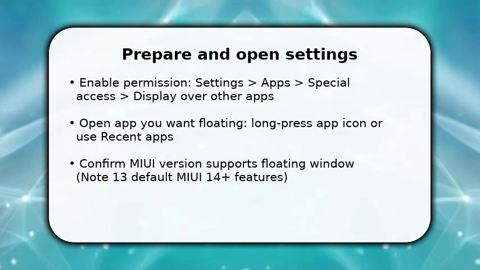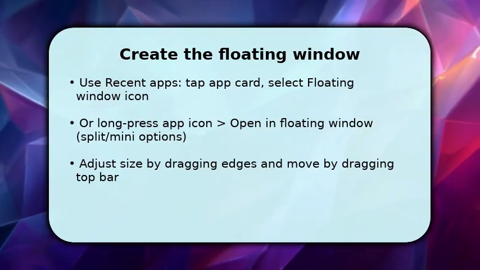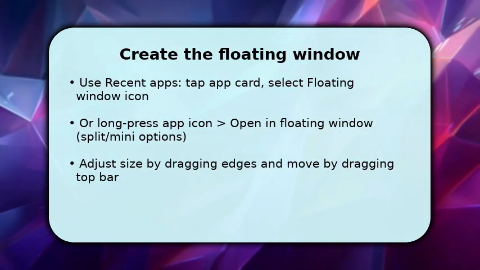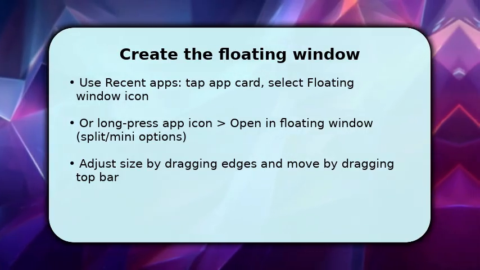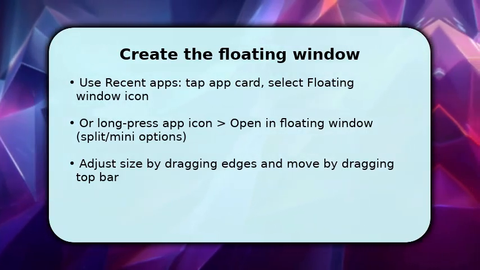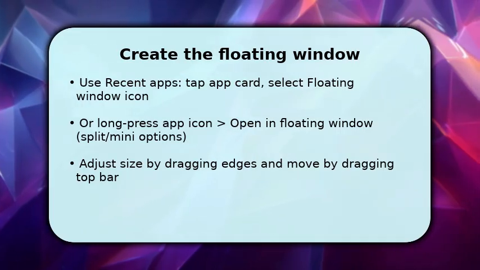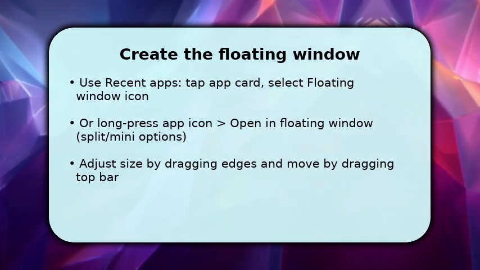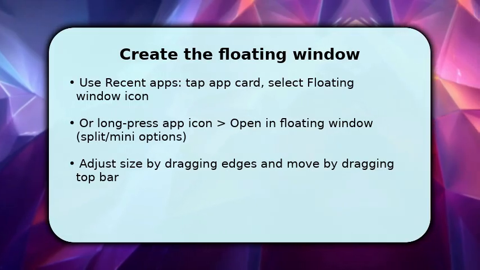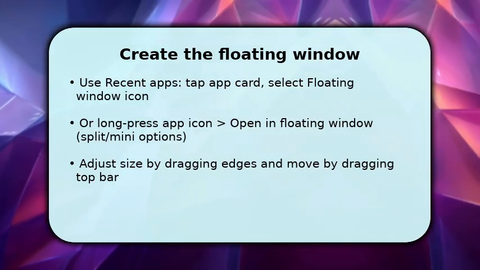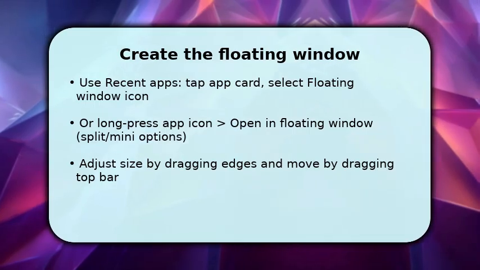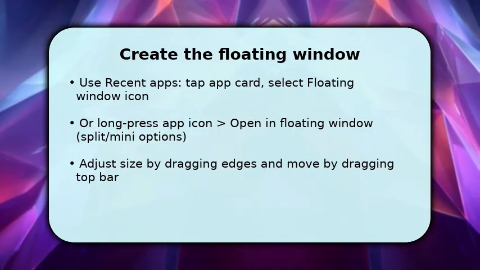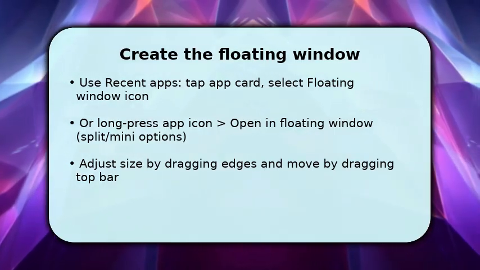With the app open or visible in recent, tap its app card and choose the floating window icon. This immediately shrinks the app into a movable mini window. Alternatively, long press the app icon on home and pick Open in floating window for quick access. Once the window appears, drag any edge to resize and drag the top handle to reposition. This is why floating is useful, because you can keep reading or watching while using other apps. Make sure gestures won't close it by accident as you rearrange.